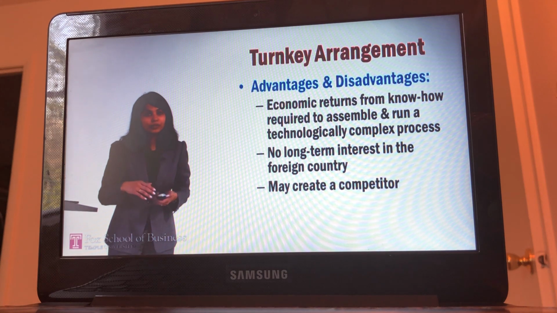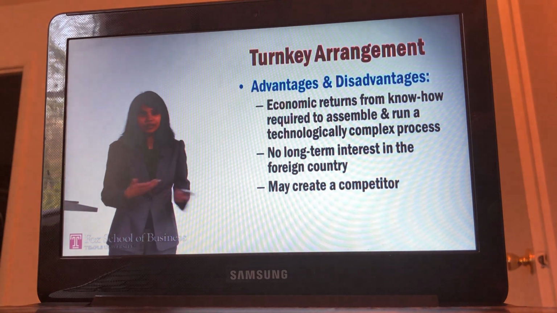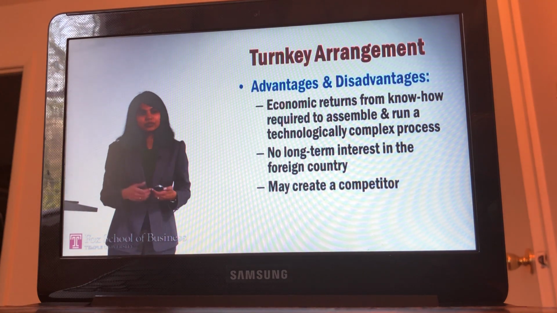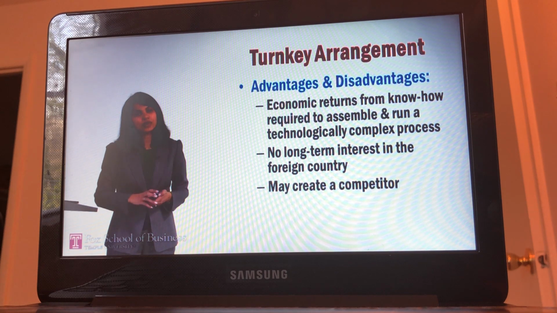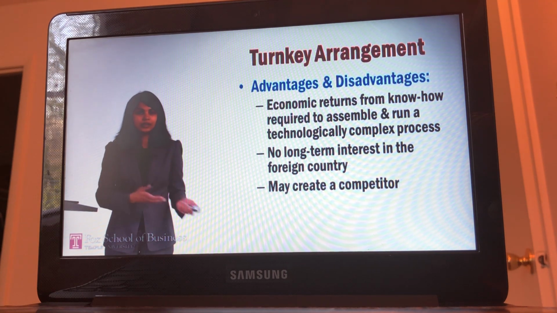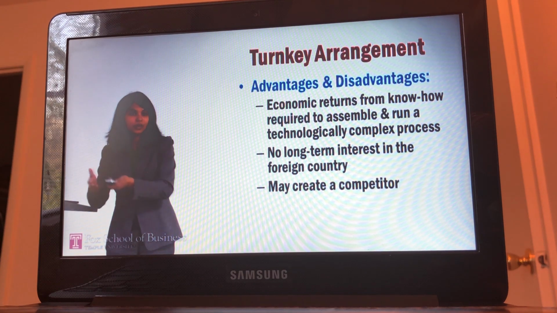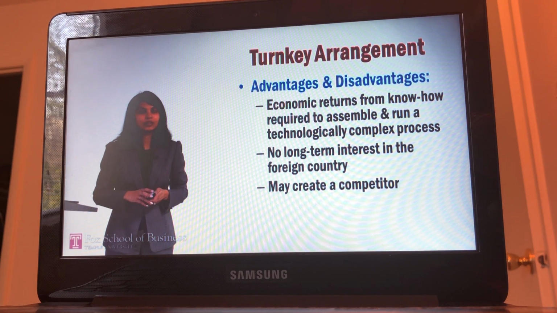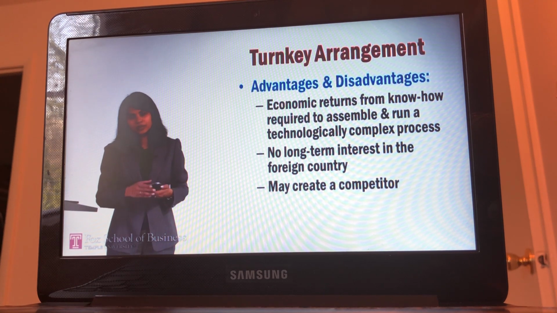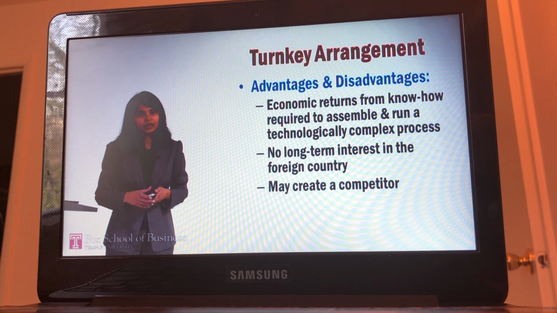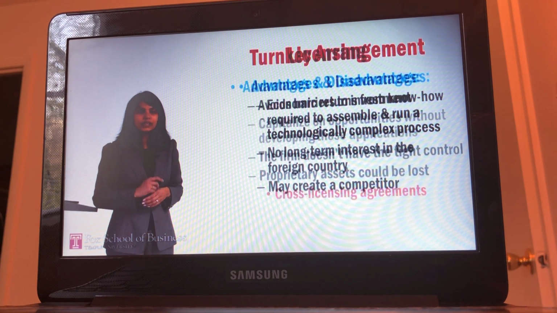And secondly, you may create a competitor. That is what happened with many foreign firms which went into turnkey projects in Middle East countries to make these oil refineries. Eventually, along with building up these oil refineries, they also passed on their technology to these local firms, and now these local firms are competing with US firms and European firms in the global market. So these are some of the advantages and disadvantages of turnkey projects.